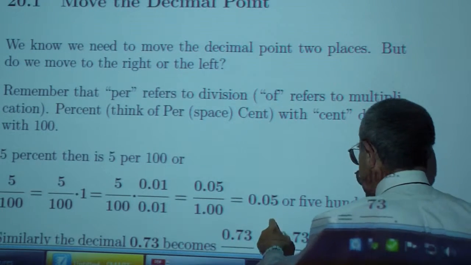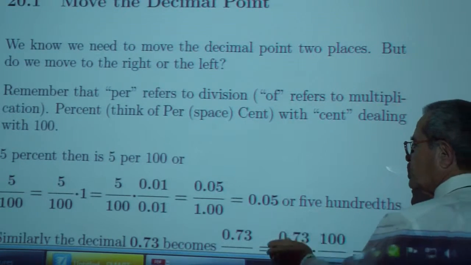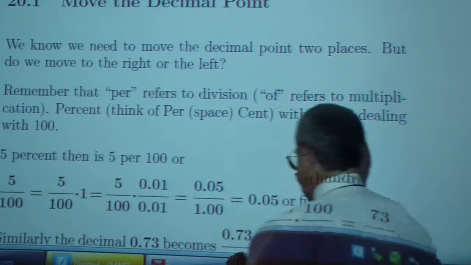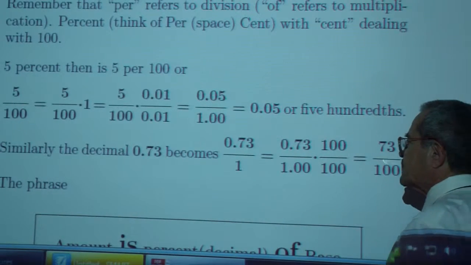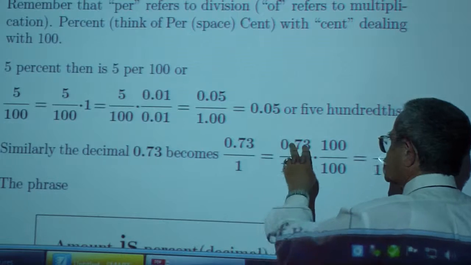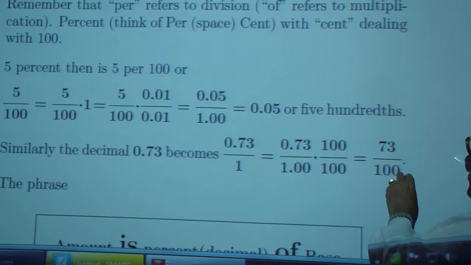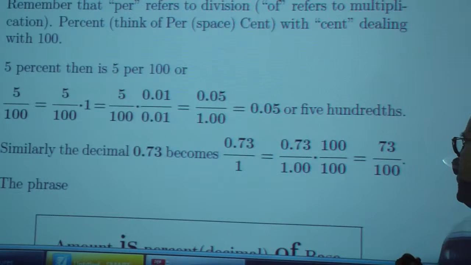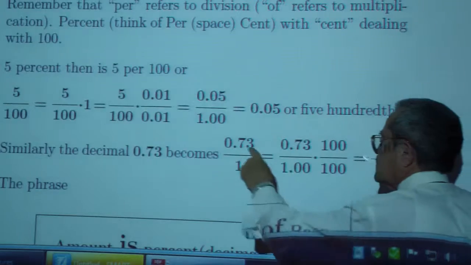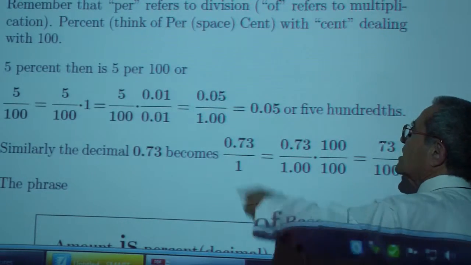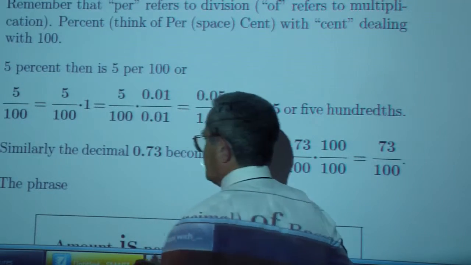And 5% gives you 0.05, also known as 5/100ths. Similarly, 0.73 becomes 0.73 over 1, multiplied by 100 over 100, which is 73 over 100. So 0.73 is 73%. Here we moved to the right, and before we moved 2 places to the left.